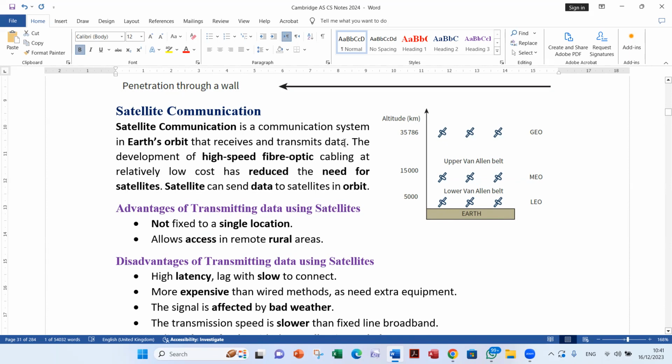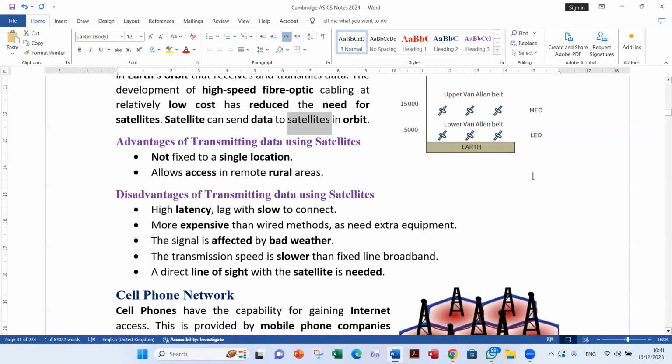However, the development of high-speed fiber optic cable at relatively low cost, so fiber is lower in cost than using satellites, has reduced the need for satellites. Satellites can send data to satellites in orbits. So these are satellites in orbits.